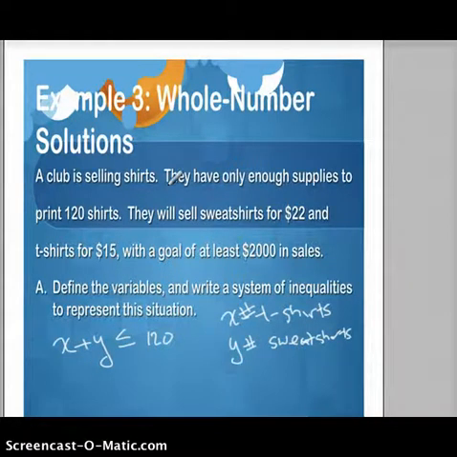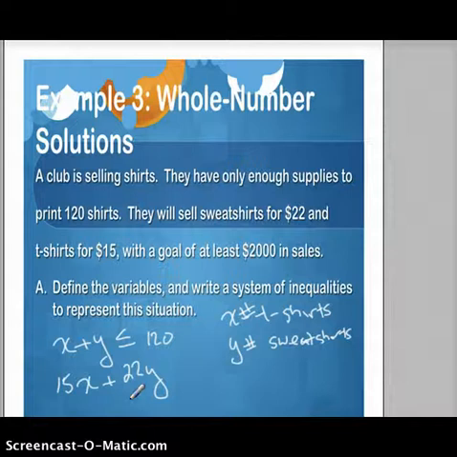Hopefully that makes sense. The next thing we need to talk about, oftentimes this happens with systems of inequalities, is the money. And oftentimes there's a money equation or a cost or a revenue equation that's related. They will sell sweatshirts. Remember, sweatshirts were Y. They will sell sweatshirts for $22 and they will sell t-shirts for $15 apiece. So if X refers to the number of t-shirts, then I'm getting $15 for each t-shirt. So my equation is going to be 15X plus, again, $22 for each sweatshirt, and Y being the sweatshirts, I'm going to get 22Y.